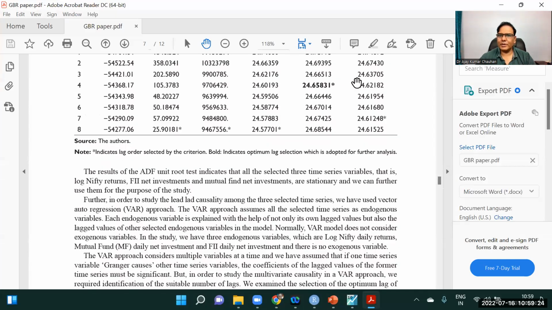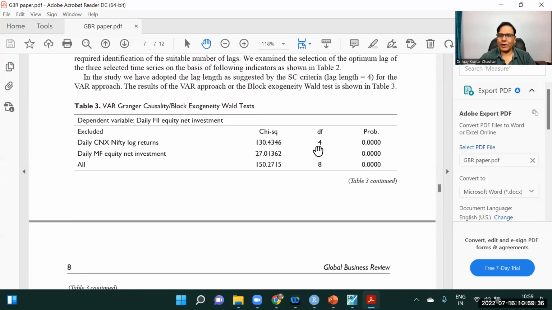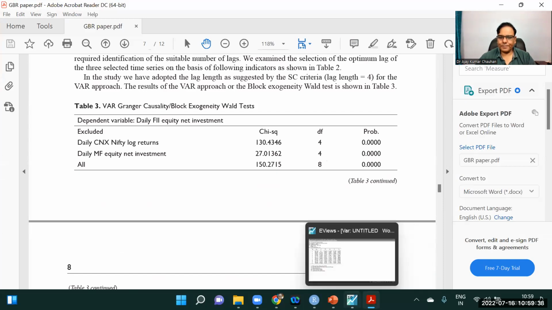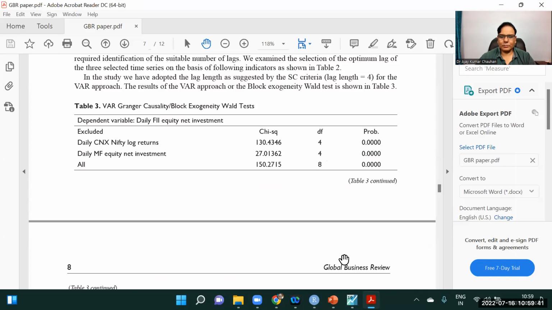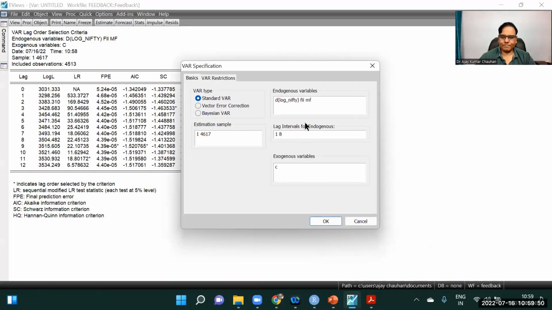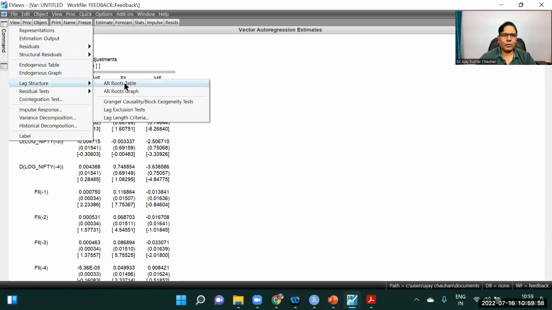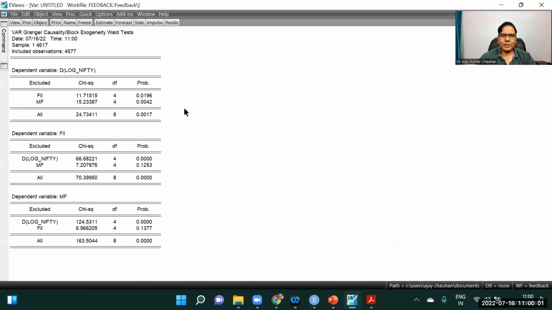In this way, we reported how many. In most of the papers, they either follow Schwarz criteria or Hannan-Quinn criteria. So 4 lag. Okay. Now, so 4 lag. After that, once you define your lag, then you have to go for VAR test. The VAR test, this is the table which you need to report in the paper.